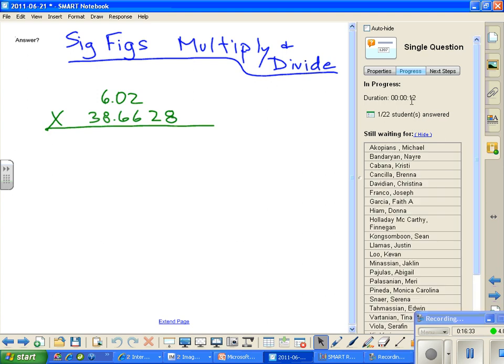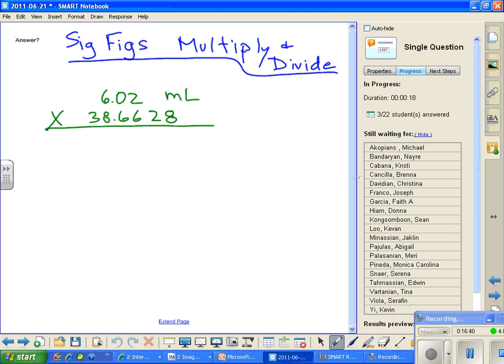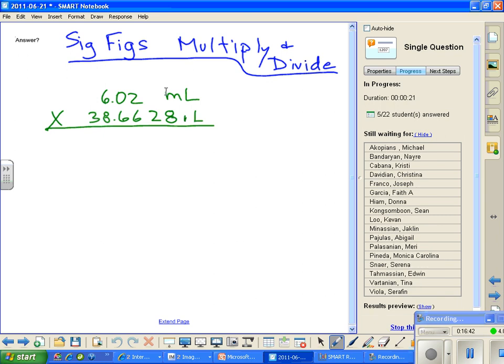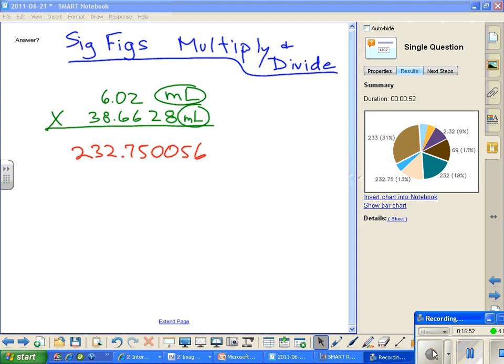And by the way, just for fun, and we'll figure this out later, if this is mils, and this is also mils, I'm going to ask you at the end what the unit of measure is when we're done. When we run this number on our calculator, this is what shows up, the red number there. And so we're going to do a couple of things here. Let's figure out who's got the right thing in mind and who's having problems still.